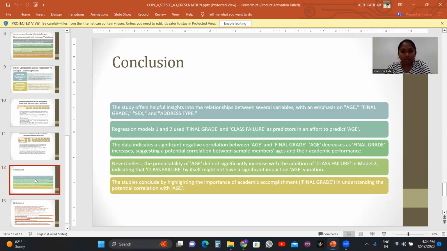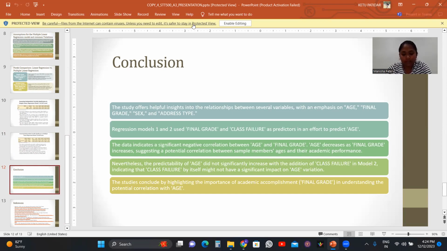Conclusion. The study offers helpful insight into the relationships between several variables, with an emphasis on age, final grade, sex, and address type. Regression models 1 and 2 used final grade and class failure as predictors in an effort to predict age. The data indicates a significant negative correlation between age and final grade. Age decreases as final grade increases, suggesting a potential correlation between sample members' age and their academic performance.